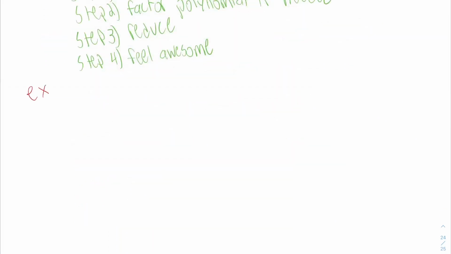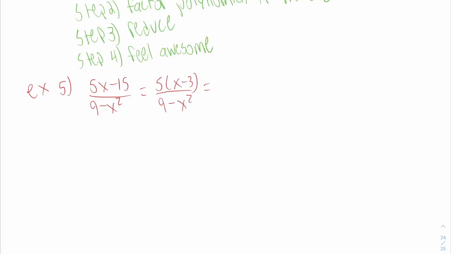Example 5. This is the more complicated type of simplifying. 5x minus 15 over 9 minus x squared. If we factor out the 5 on the top, 5 times x minus 3 over 9 minus x squared, we can see that the 9 minus x squared looks a lot like x squared minus 9, which would factor to be x plus 3 times x minus 3.